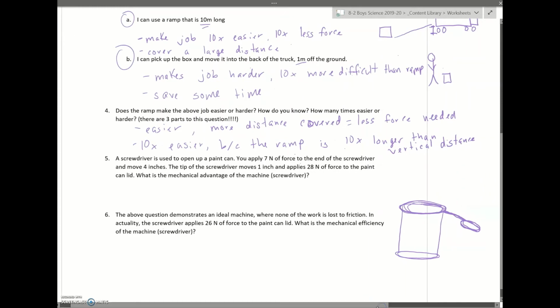And if you've ever done this before, you know that the very tip of the screwdriver, you place it underneath the lid of the paint can, and you're just prying it a very, very short distance. In this case, it's 1 inch. You are going to move the handle on the screwdriver a much larger distance, in this case 4 inches.